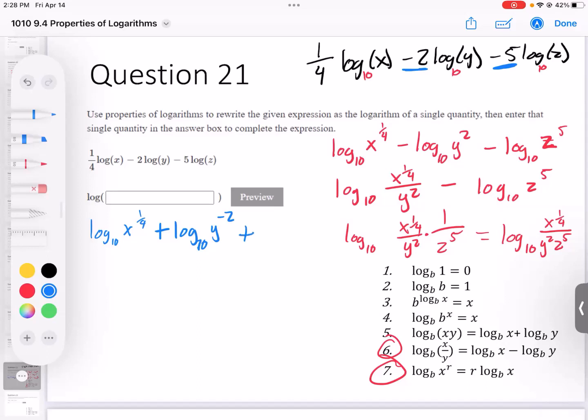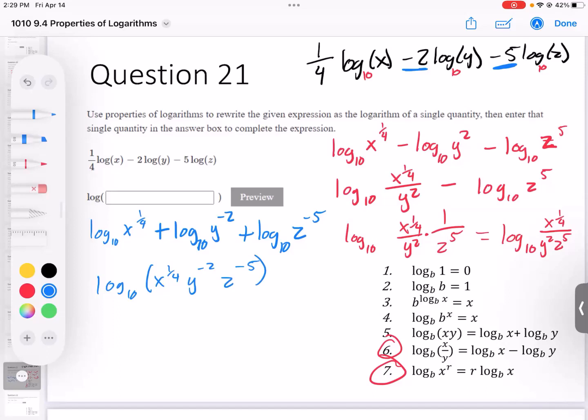And then you could do the same thing here. So we'd say log base 10 of z to the -5. And in this case, since they're all added together, because I brought the negative into the exponent with me, I can just multiply the arguments together. So I'll get log base 10 of x to the 1/4, y to the -2, z to the -5.